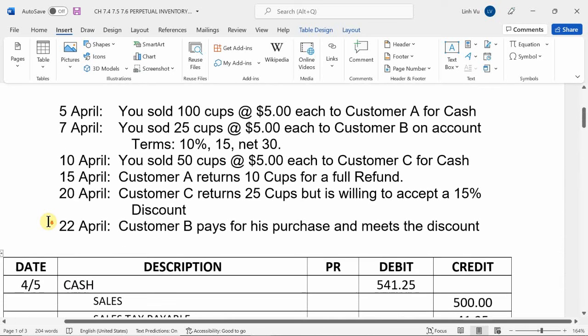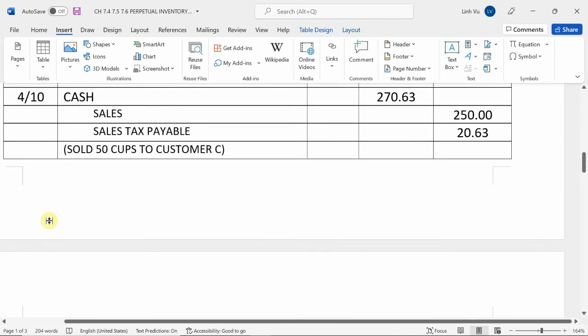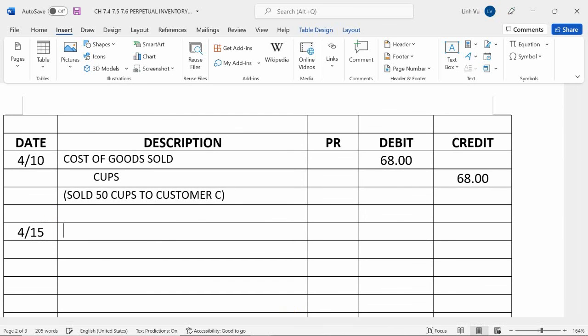So then let's see what happened next. On April 15, customer A decides to return 10 of those cups for a full refund. Okay. Customer A decides to return 10 of those cups for a full refund on April 15. Okay. So, how do I recognize a refund to my customer?